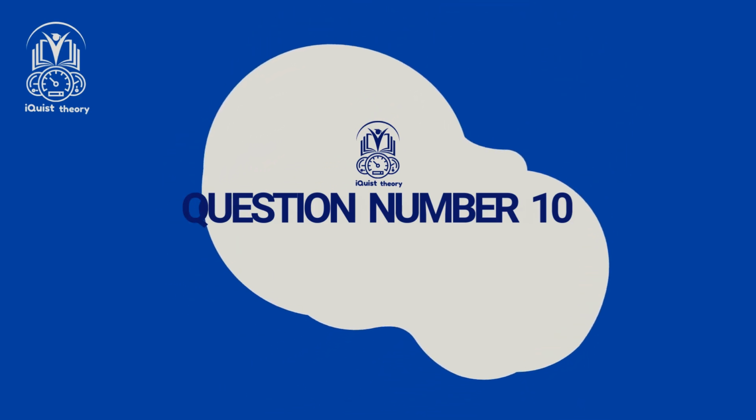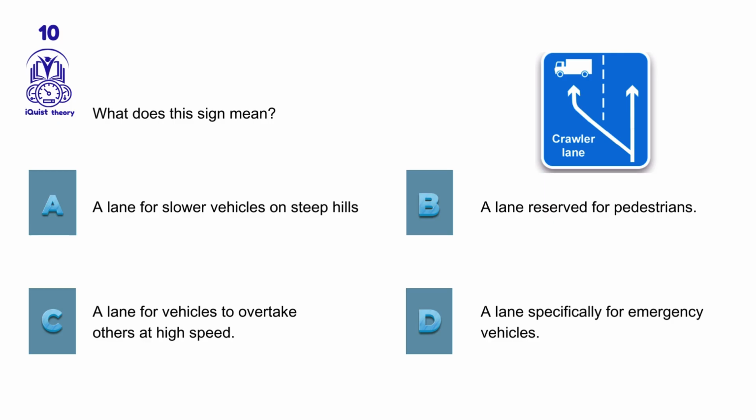Question 10. What does this road sign mean? A. A lane for slower vehicles on steep hills. B. A lane reserved for pedestrians. C. A lane for vehicles to overtake others at high speed. D. A lane specifically for emergency vehicles.